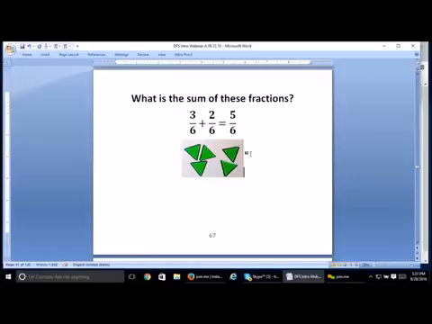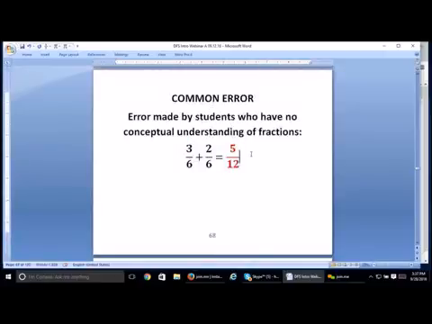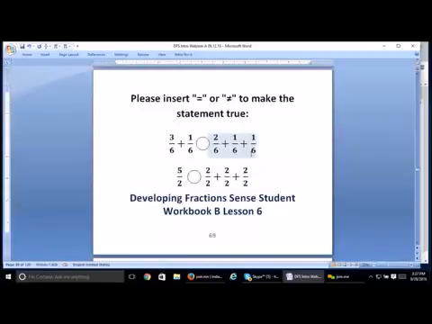So notice how this approach can eliminate this kind of common error. And when you see this error, you know that the students have no idea what they're doing when they're working with fractions. So you have to go way back to the beginning. So in lesson 6 of the blue booklet, they have examples such as this. Insert equal or not equal to make the statement true. For example, let's look at the first one. Is it equal or not equal?